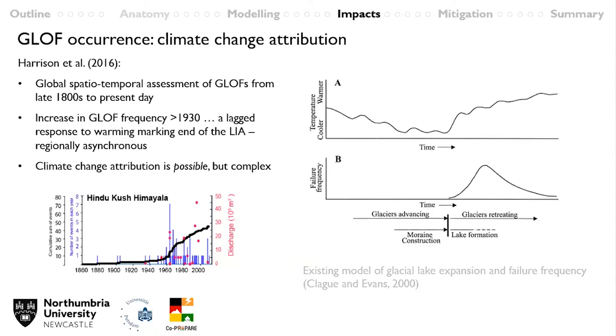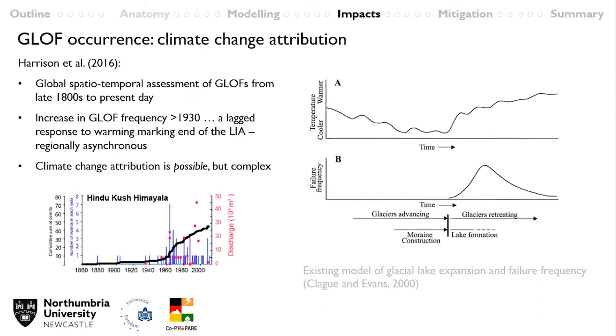What I haven't really talked about yet at all is how climate change feeds into this picture. So we know how GLOFs develop, but what do we know about how many there have been in the past and how many there might be in the future? One paper I'll touch on briefly is by Stefan Harrison and others from five years or so ago now. They looked at building a global picture of GLOFs from the late 1800s to present day, and I'm aware there are more up-to-date versions at a regional level of some of this work as well. But they found an increase in frequency of glacial lake outburst floods following 1930, which they believe is a lagged response to warming that marked the end of the Little Ice Age.